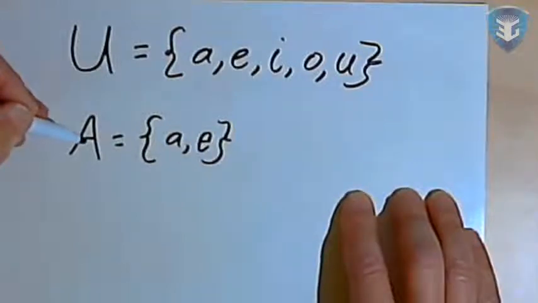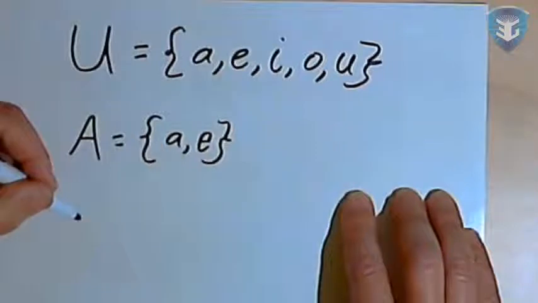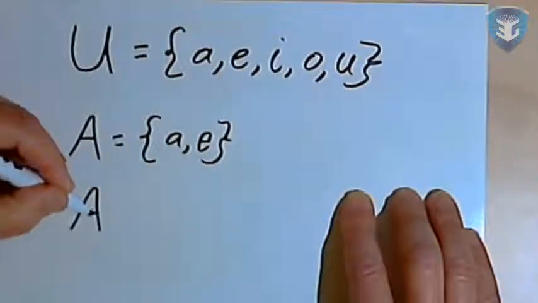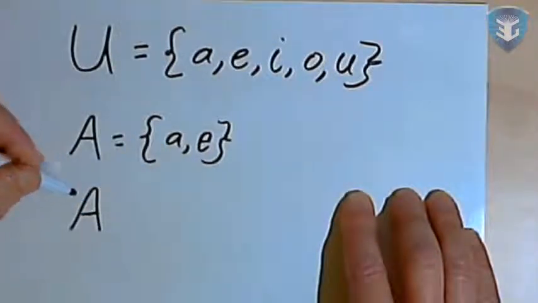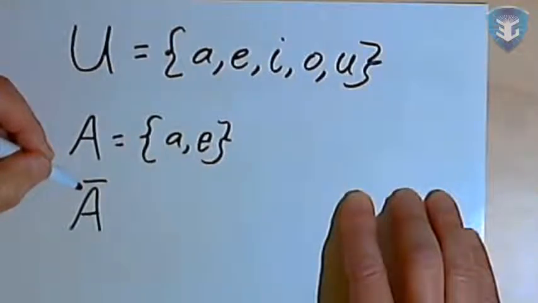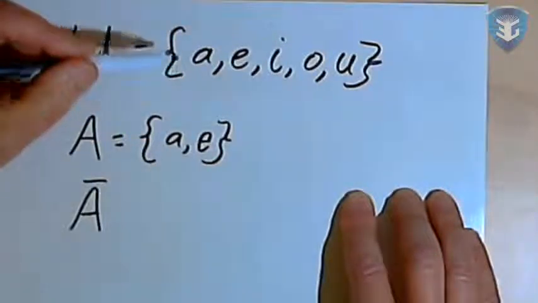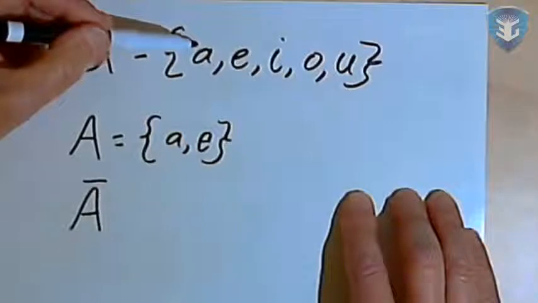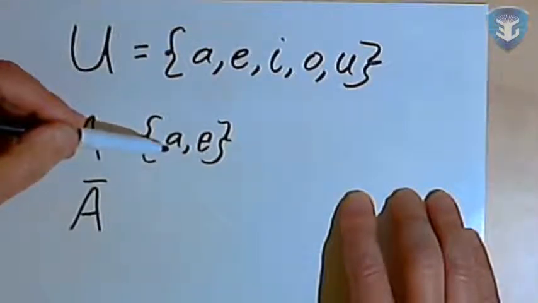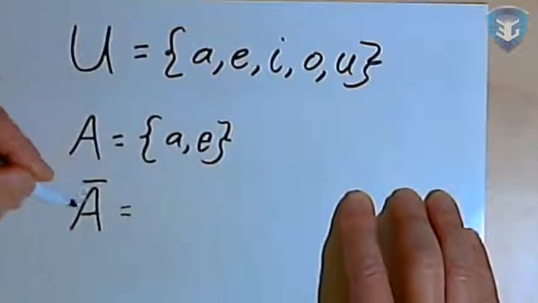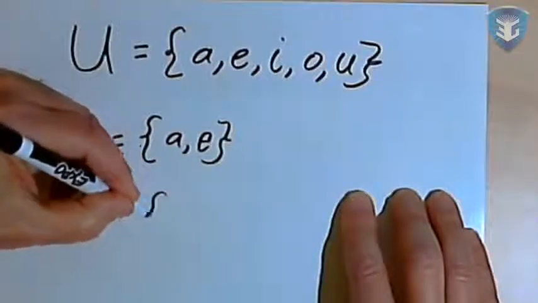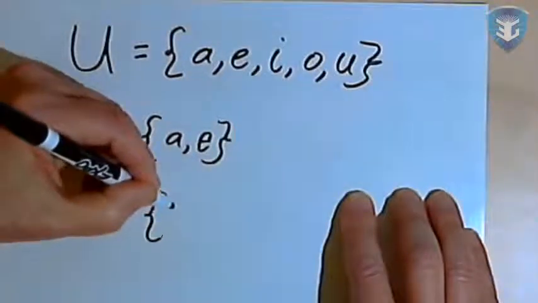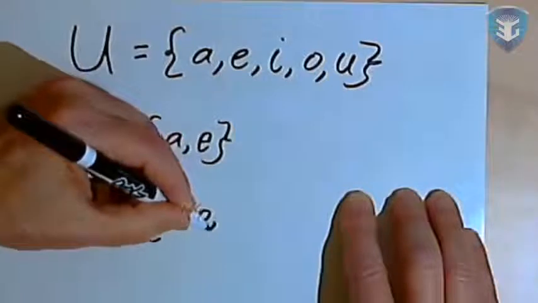From this subset, I can create another subset, which I'm going to call the complement of A. The complement of A, which is going to be written as a capital A with a line over it, is going to be all of the letters in the universal set that are not in A. So the complement of A is going to be the letters I, O, and U.